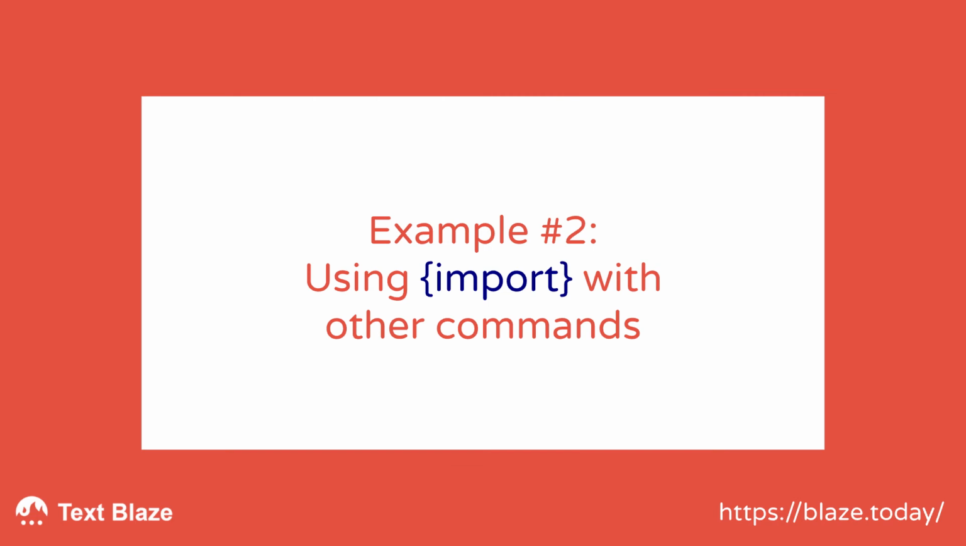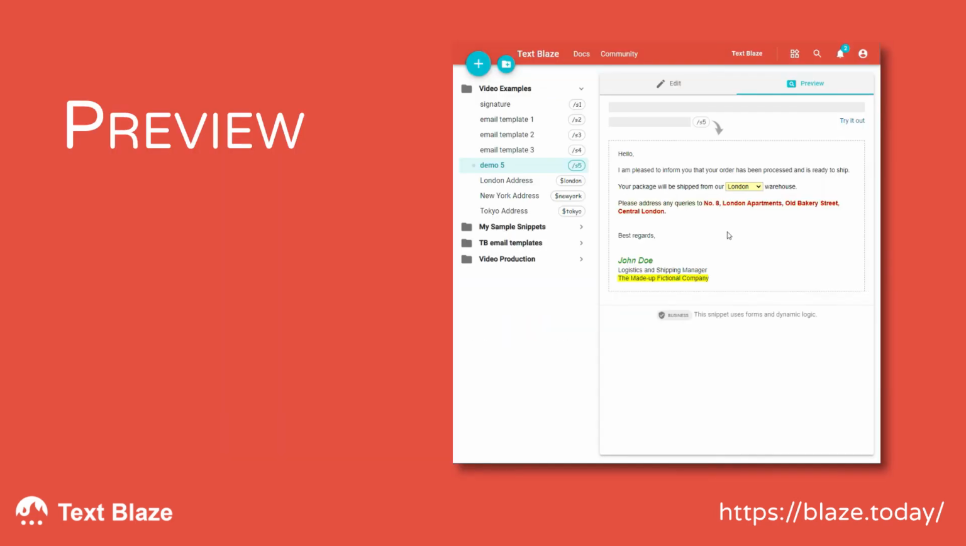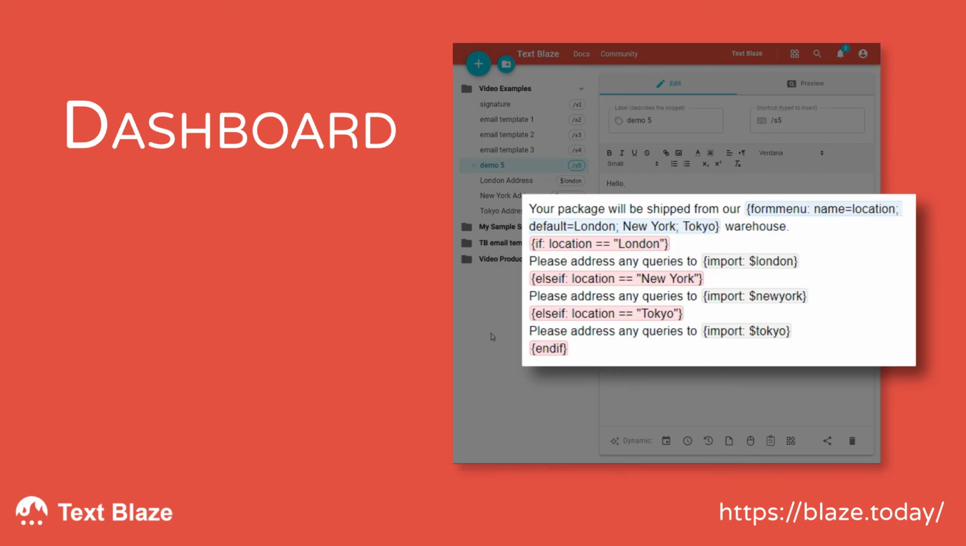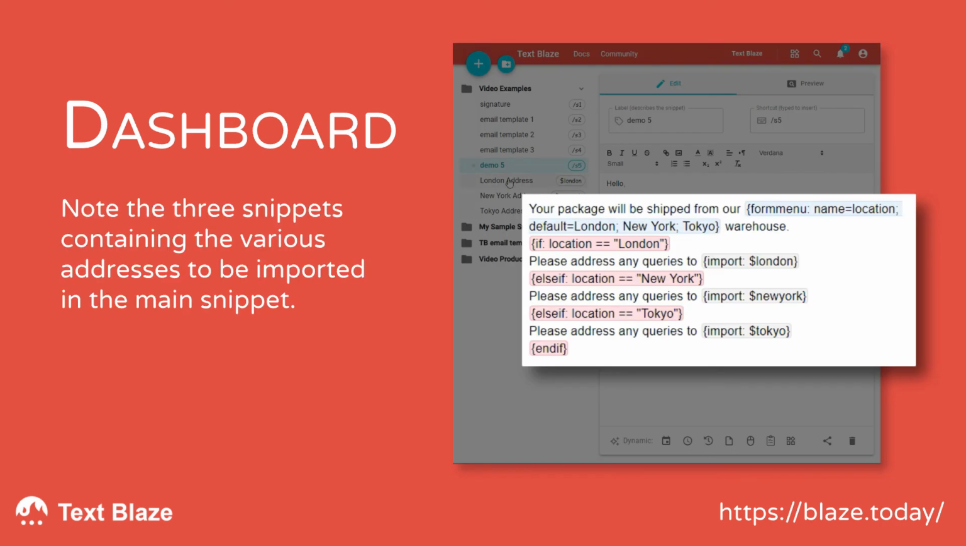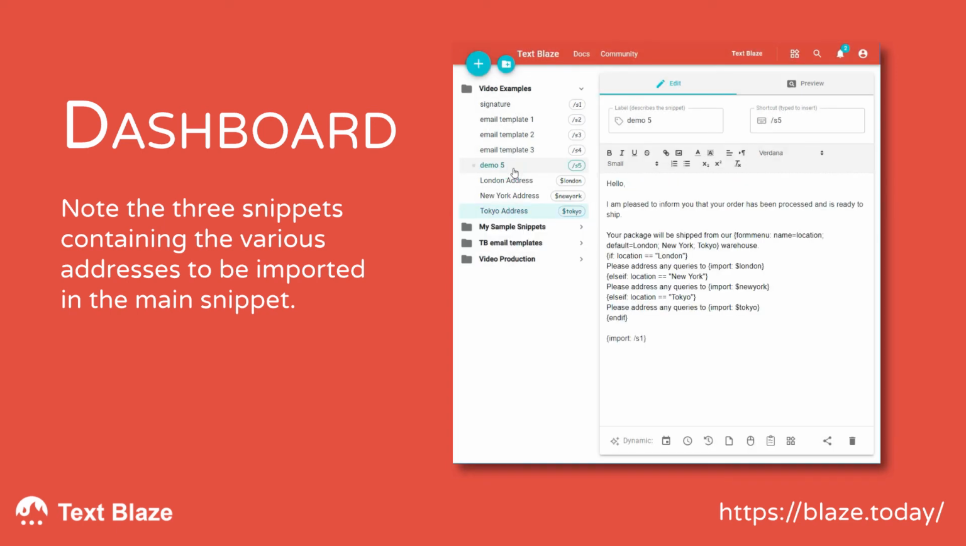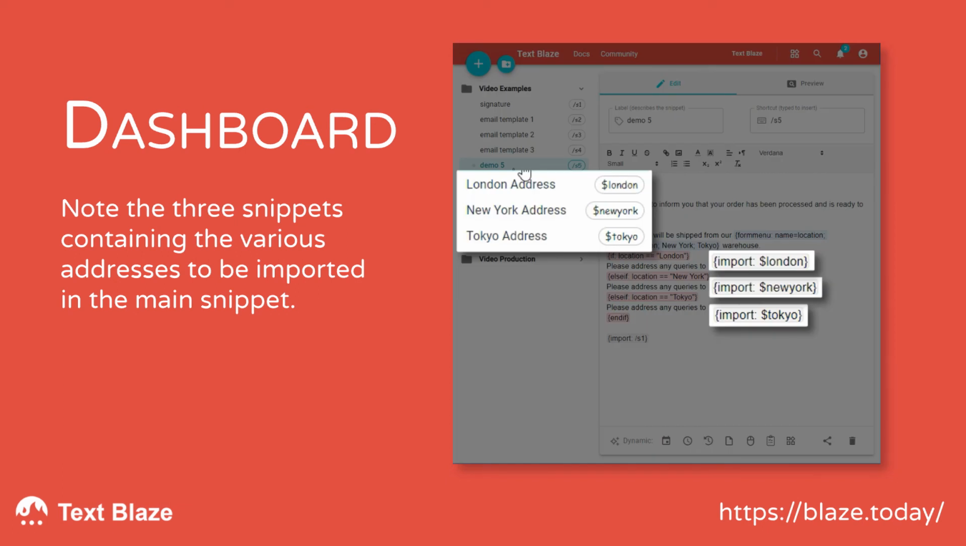Let's combine import with a few other commands to get an idea of what's possible. Here, I'm using a drop-down menu to specify a shipping source, and then using an if command block to display the source address. I've created a snippet for each address. Based on my choice in the drop-down menu, the if command will give a different output, and pull the content from the respective snippet using the import command.